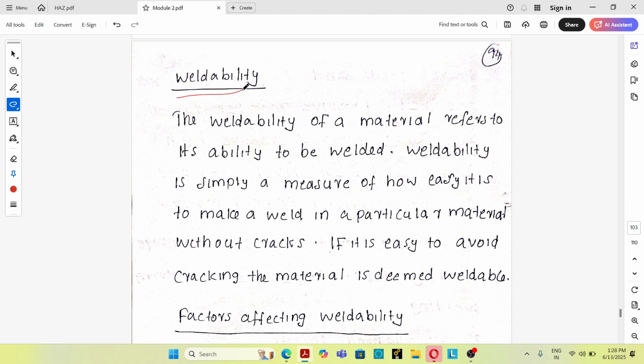Weldability. Weldability is defined as the ability of a material to get welded. It is simply a measure of how easy it is to make a weld in a particular material without cracks. So weldability is defined as the ability of a material to be welded without forming a crack.